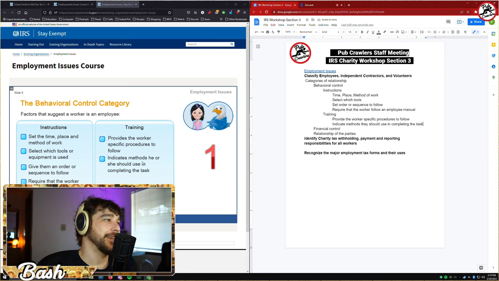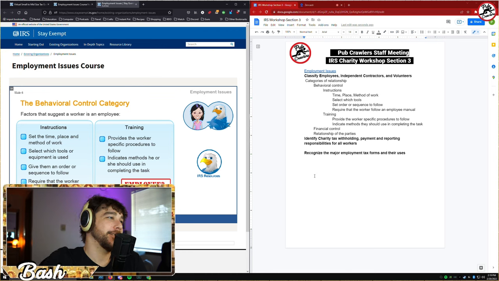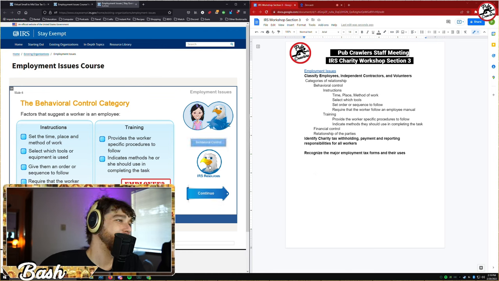I like how it indicates methods he or she. If you checked any of the questions on the screen, it suggests that your worker is an employee. Behavior. No, that's very, very straightforward.